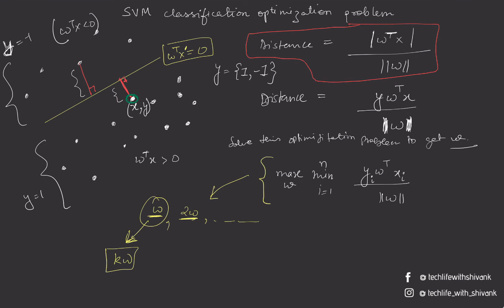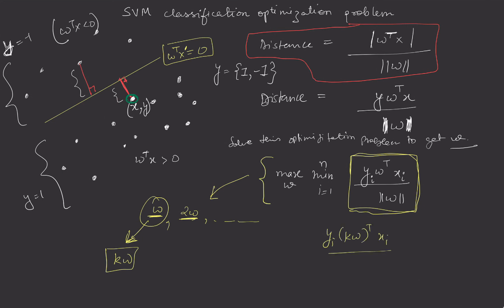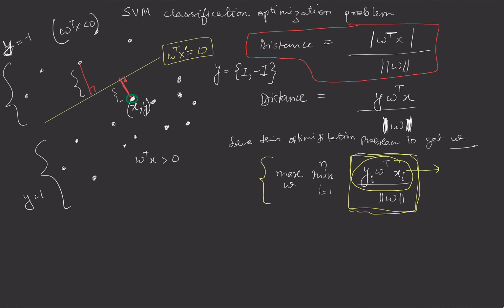And similarly, we can see that multiplying W with K will not change the value of this expression here, because both the numerator and the denominator would be multiplied with value k, which would be equivalent to the original value. And hence, out of all these valid possible solutions, all these valid w's for the hyperplane, we are going to find that w for which the numerator is 1.